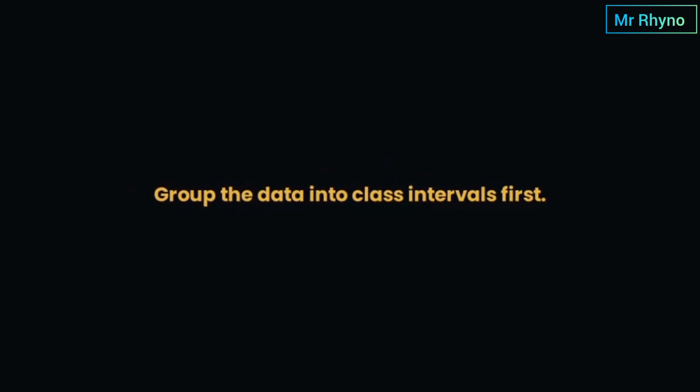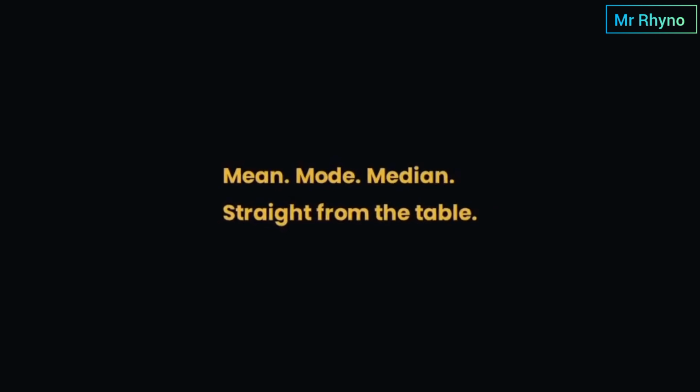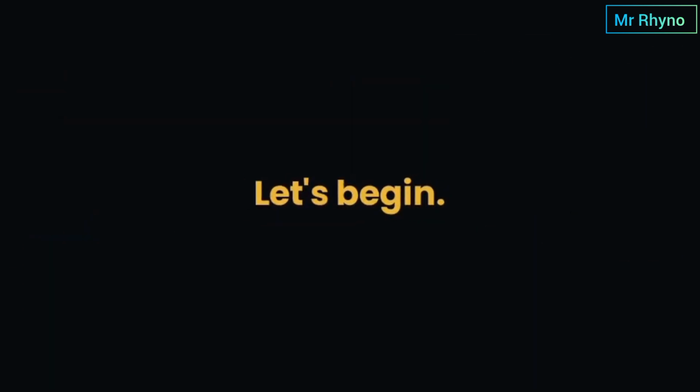The statisticians do something clever. They group the data into class intervals first. Today, you will learn how to find the mean, median, and mode directly from a grouped frequency table. No raw list required. Let's begin.